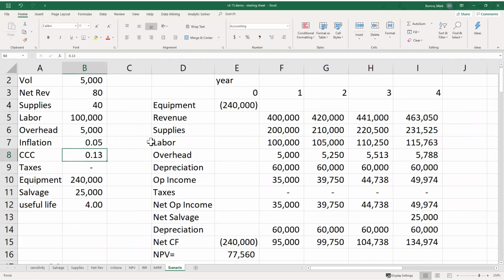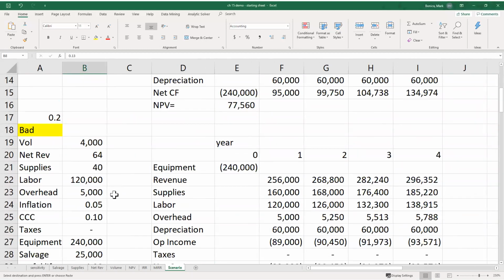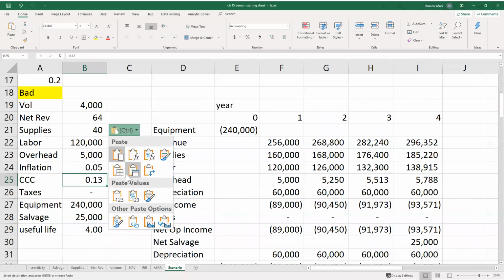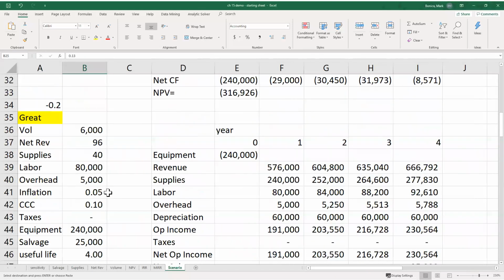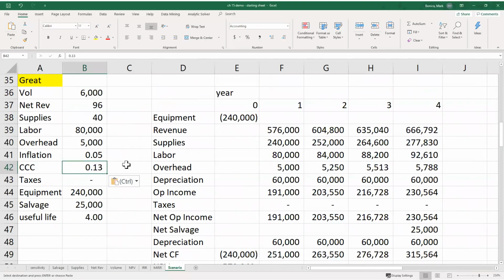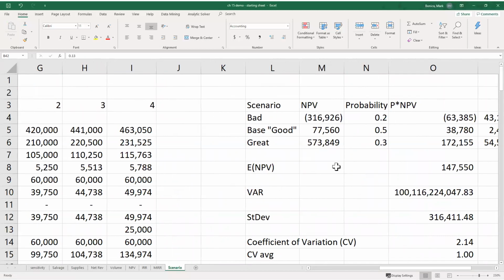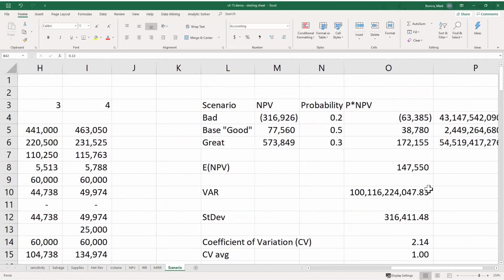We need to go and paste this into our other 3 because we didn't change it. So we'll just change them now to 13 and 13. And now with a 13% discount rate, the expected NPV is still positive. But it is lower than it was. The standard deviation is lower than it was. Right, it was 377, I think, if I remember correctly.